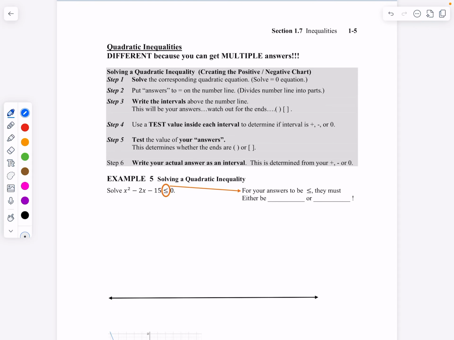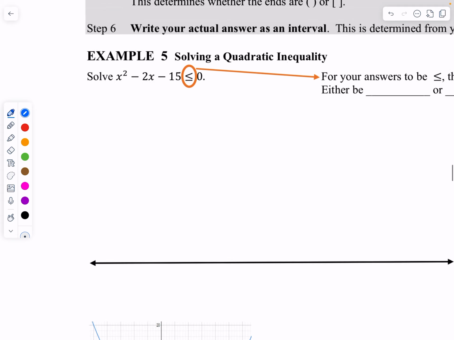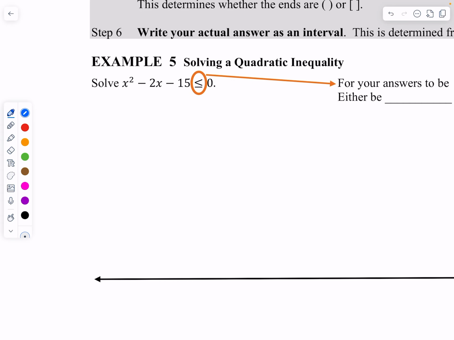So this is section 1.7. This is the second part of 1.7 and last part. So notice in this example number 5, we are solving an inequality just like the others, but notice it is a quadratic inequality. Well, remember when we solve quadratics, we get two solutions.